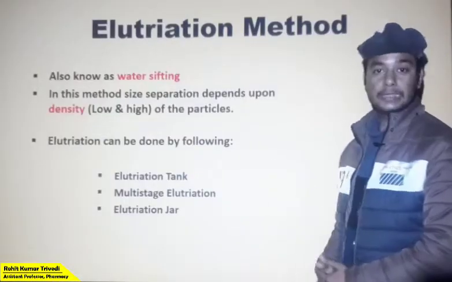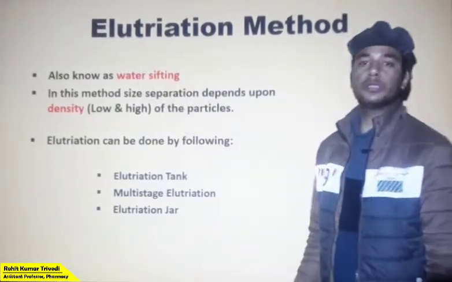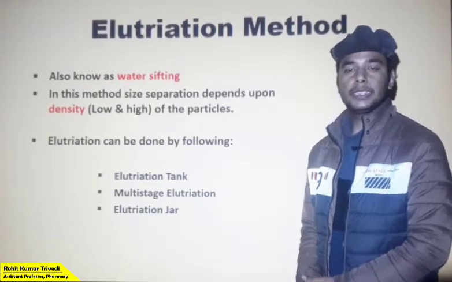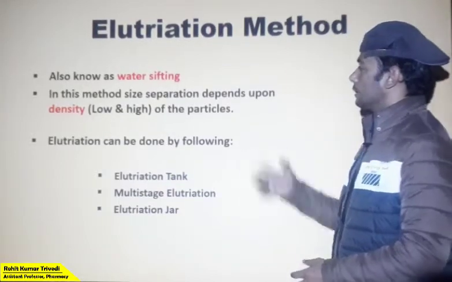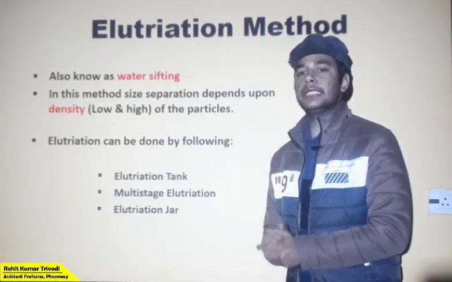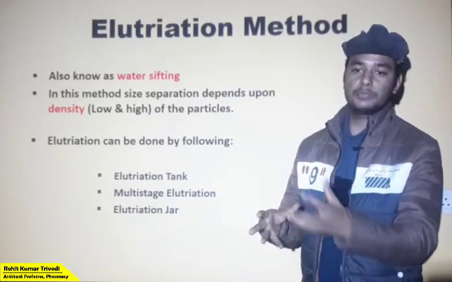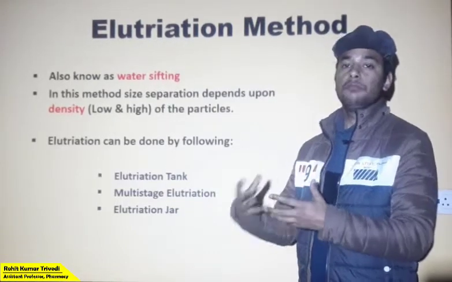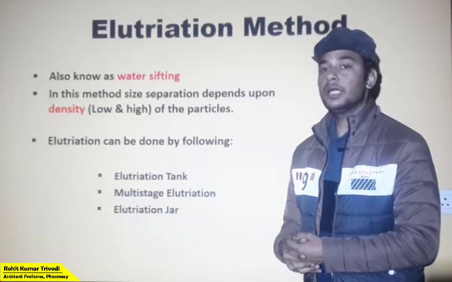Elutriation method, as I already told you, is also called the water shifting method, as water will be used for the separation of different sized particles. In this method, the separation depends upon the density of the particles. Few particles will have a higher density, few particles will have low density, on the basis of which we will be separating these solid particles using water.